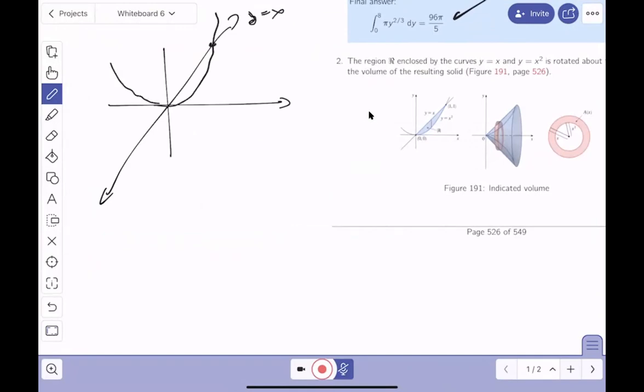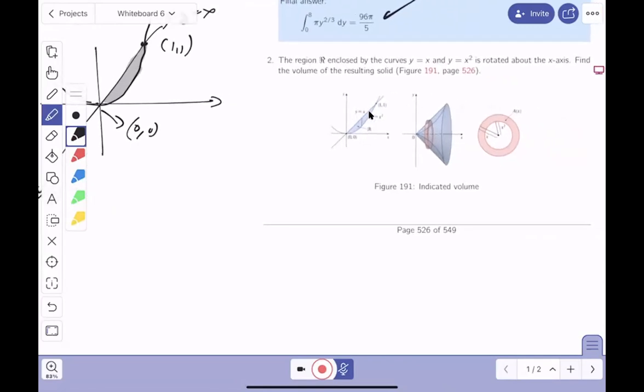And immediately I see a region. And what's the point over here? 0, 0. And the point over there is 1, 1. Let me just shade the region in for you. This is the region. I'm not sure what they're going to do with that region, and I don't know that until I read. So they said the region is closed by the curves, Y equals X and X squared. I did do that. Then they said rotate about the X axis.